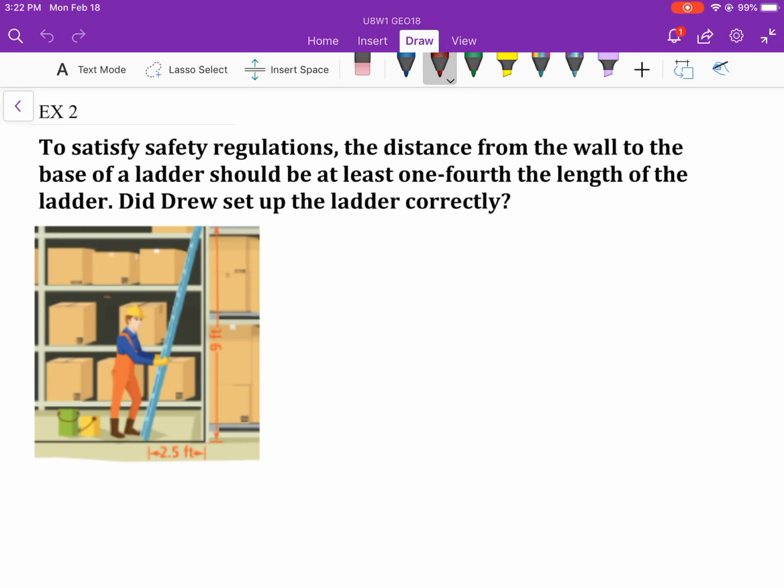To satisfy safety regulations, the distance from the wall to the base of the ladder should be at least 1/4 the length of the ladder. Did Drew set up the ladder correctly? Where this is the length of the ladder. So we say that 2.5 squared plus 9 squared is equal to h squared.